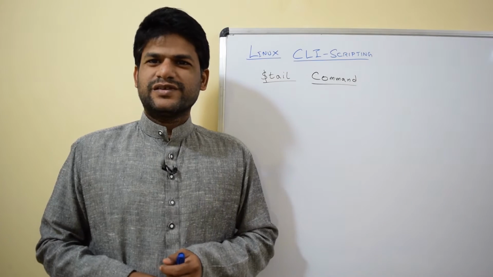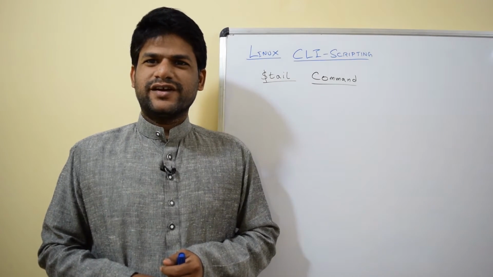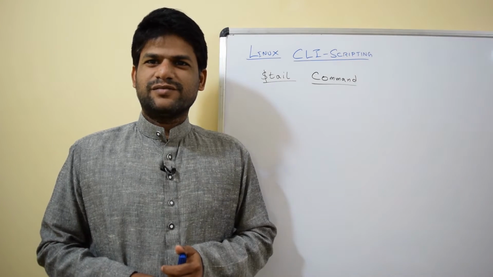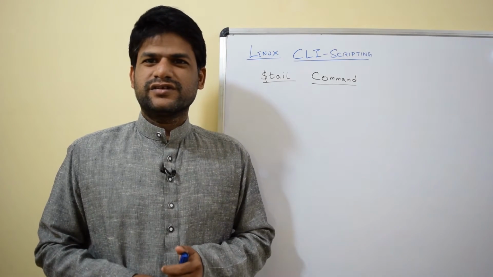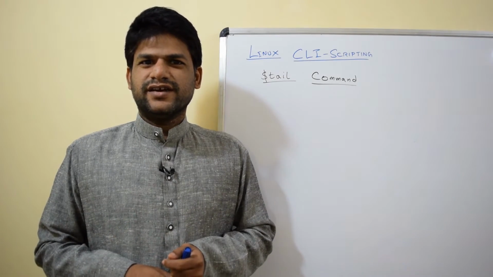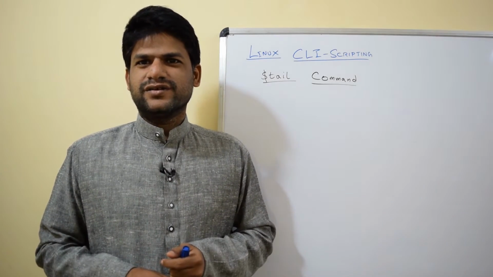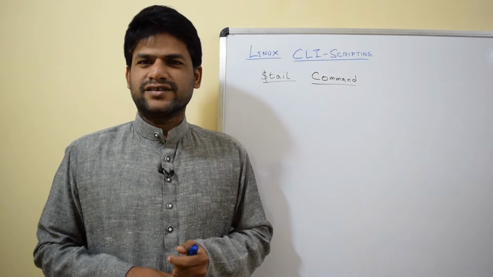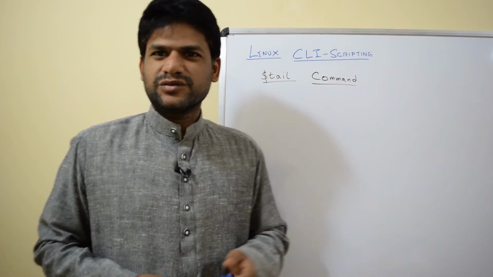So far, in my previous episode, I discussed the head command, and in this episode I am going to discuss the tail command. The tail command is almost the opposite of the head command. It is going to return the last n number of lines of a file or your custom command line script and so on. So let me just show you an example.